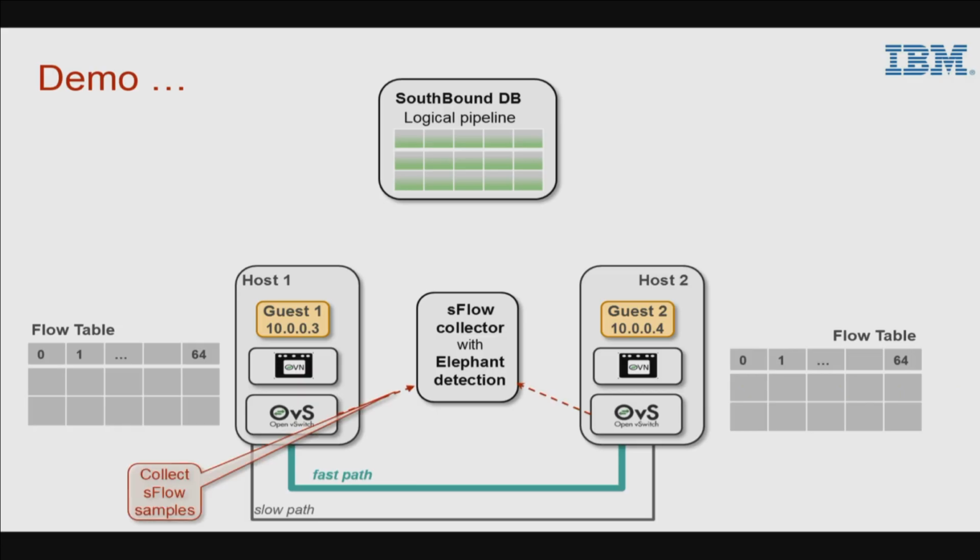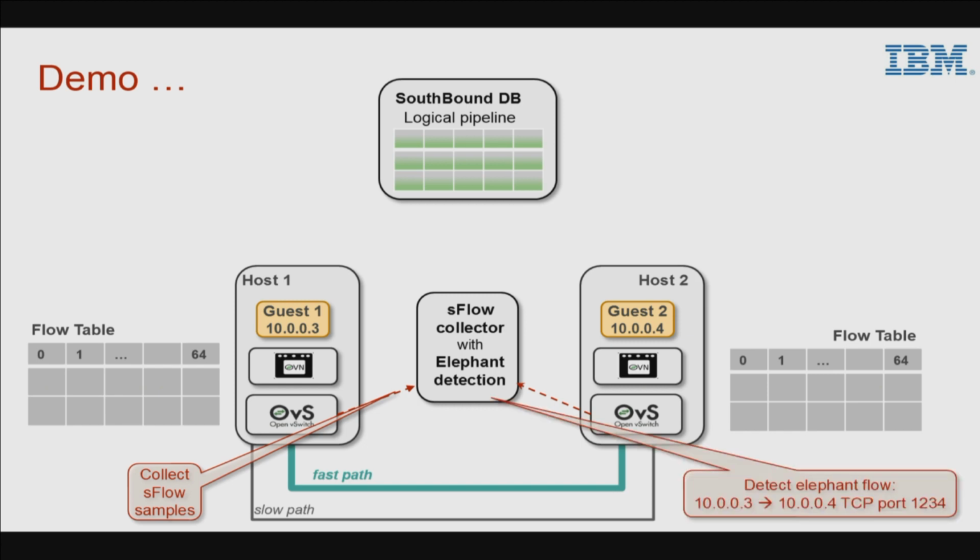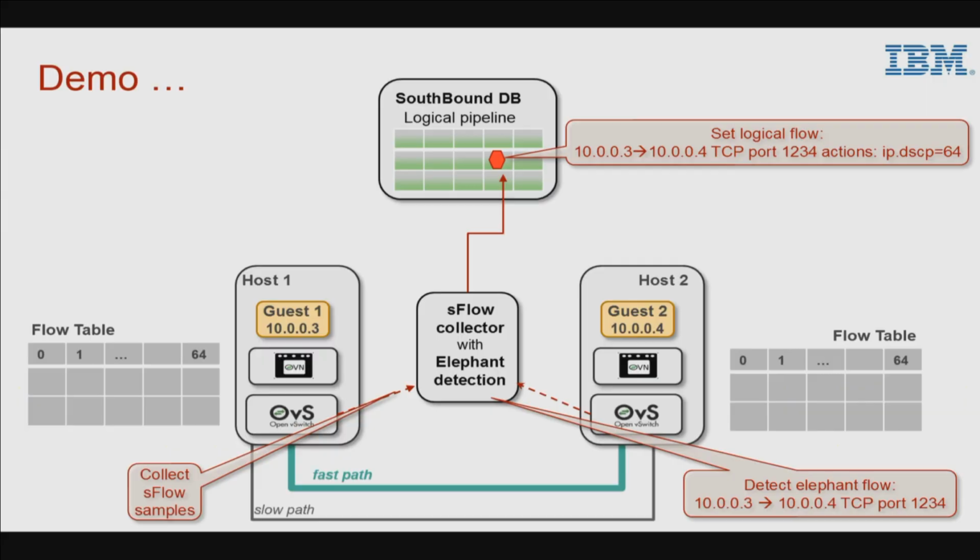So first of all, the sflow collector will start to collect sflow samples. Then it will detect a new elephant flow. It is a logical traffic between two guests. It will detect this elephant flow and then will write it to a dedicated table in the logical pipeline. I did here a little bit of a shortcut because I didn't implement the new northbound API to create this dedicated table. I just used a table in the pipeline that wasn't being used before.